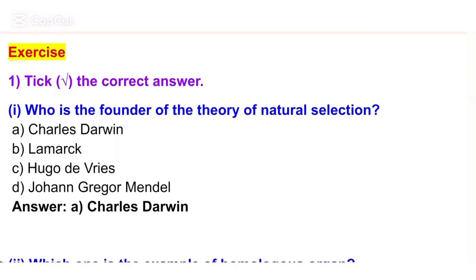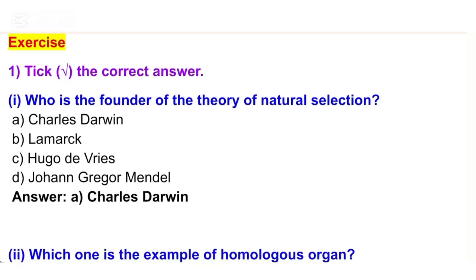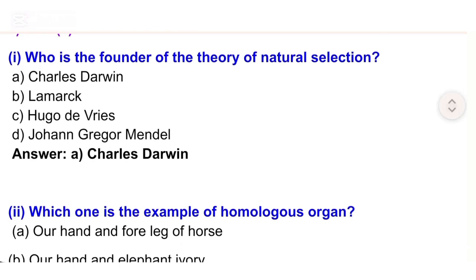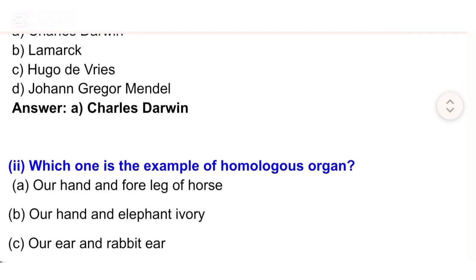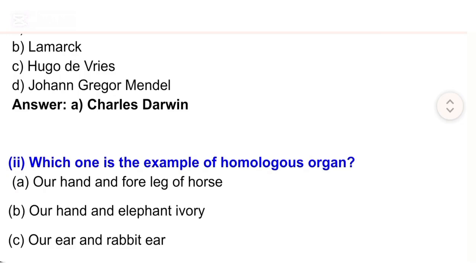Exercise 1. Tick the correct answer. I. Who is the founder of the theory of natural selection? A. Charles Darwin. B. Lamarck. C. Hugo de Vries. D. Johann Gregor Mendel. Answer. A. Charles Darwin.